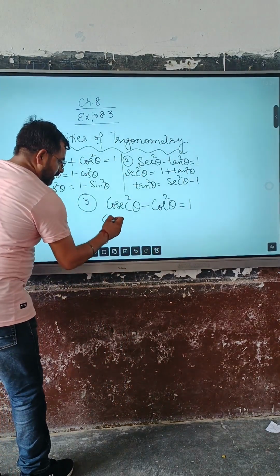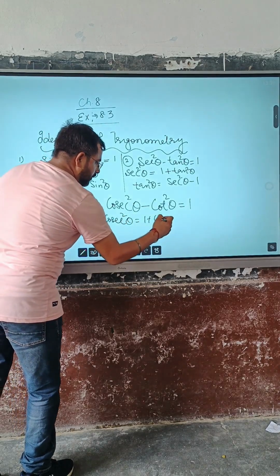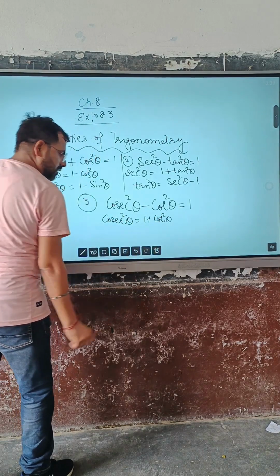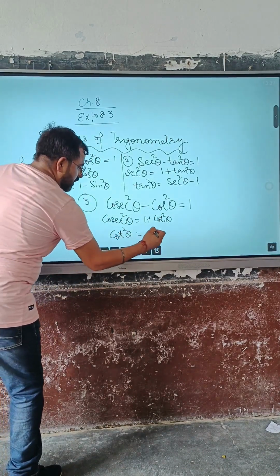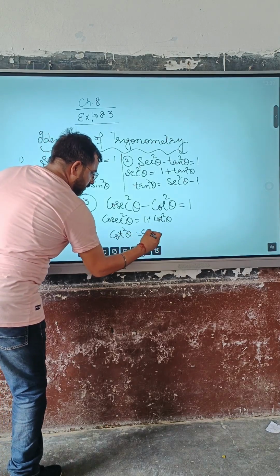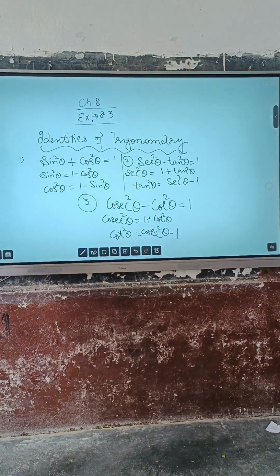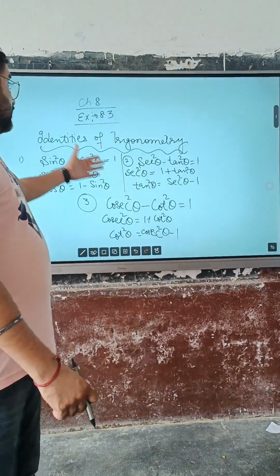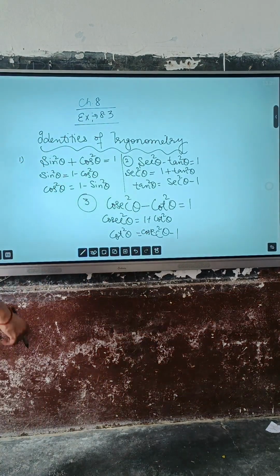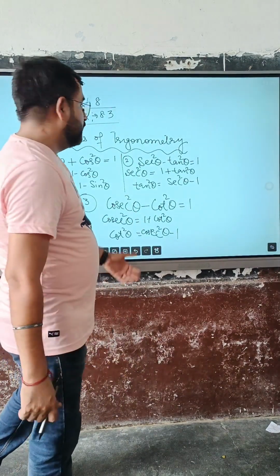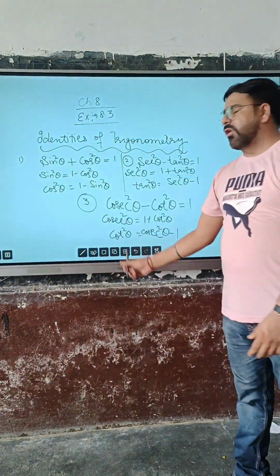And cosecant square theta is equal to 1 plus cot square theta. If we need the value of cot square theta, that is cosecant square theta minus 1. So these are the trigonometric identities, and their representation depends on our problems, so we can solve.